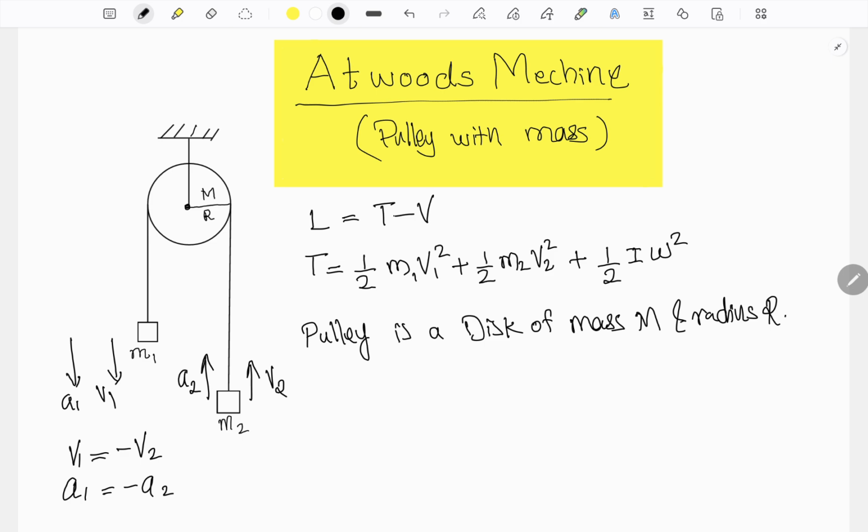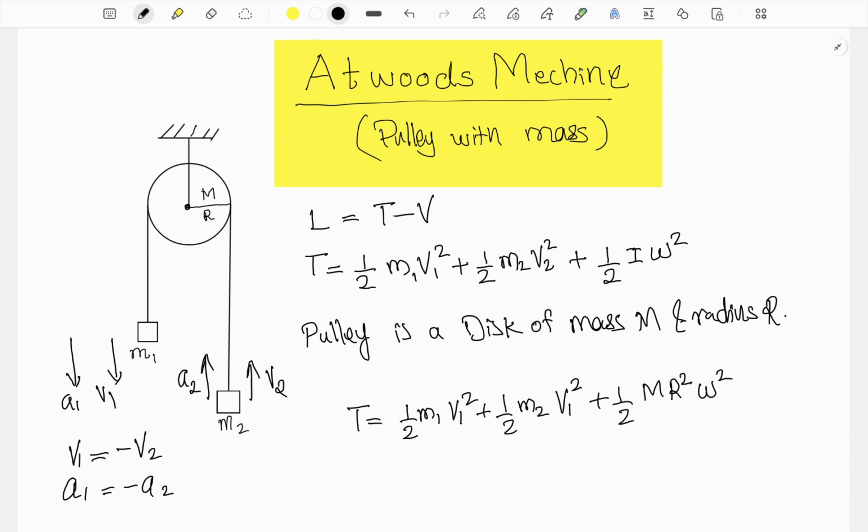So let us use this idea and rewrite the kinetic energy equation. So kinetic energy T will be equal to half m1 v1 square plus half m2. Now v2 is minus v1, but because we are taking the square, I can still write v1 square, plus half the moment of inertia of a disk, MR square, into omega square. So this is the kinetic energy.